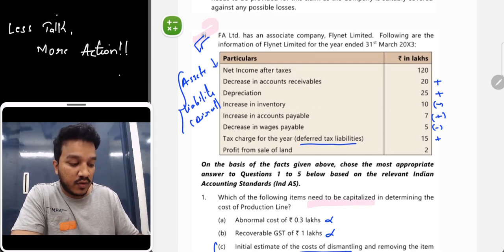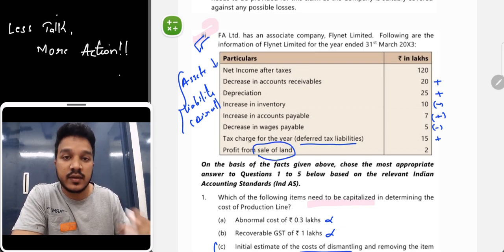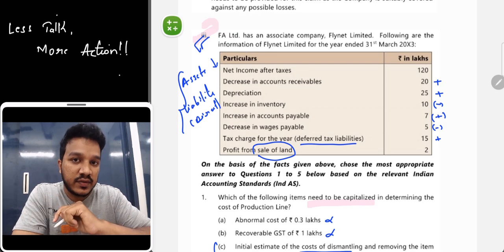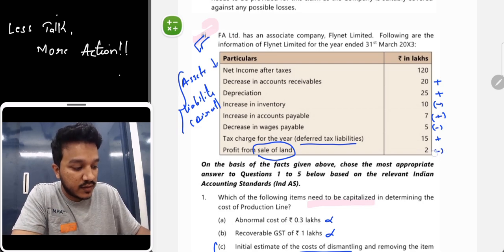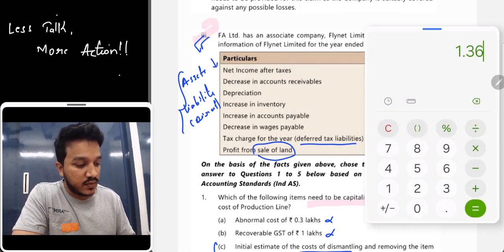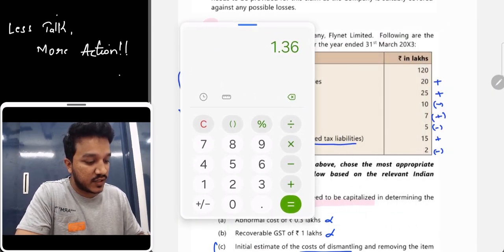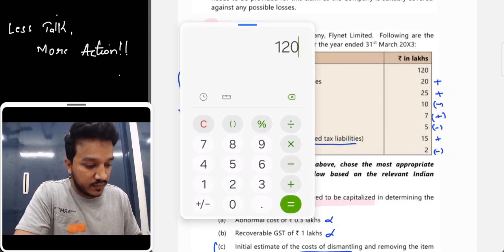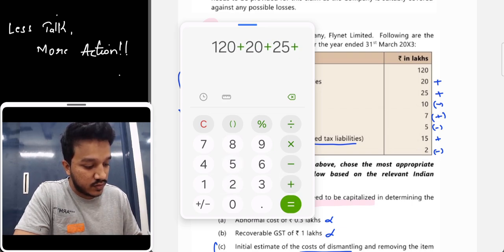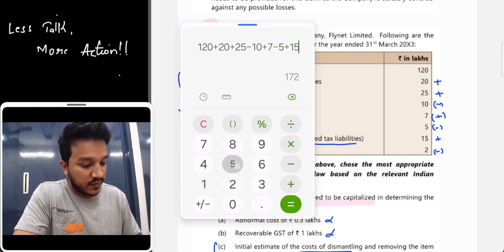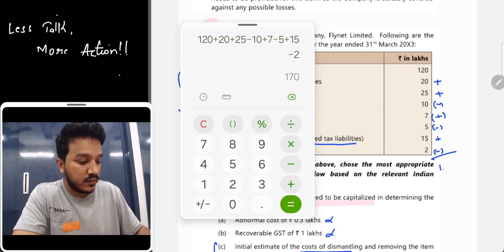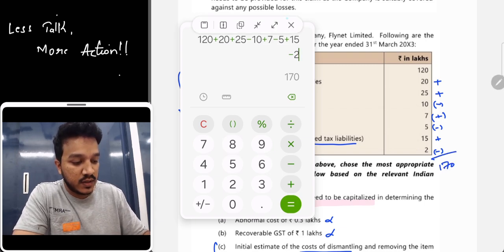Profit from sale of land. Where does sale of land come? It comes in investing activities, so it should be removed from the profit. So you will reduce it. If you take the calculator and calculate the cash flow from operations, 1,20,000 plus 20 plus 25 minus 10 plus 7 minus 5 plus 15 minus 2, 170 is the answer. I hope this point is also clear.